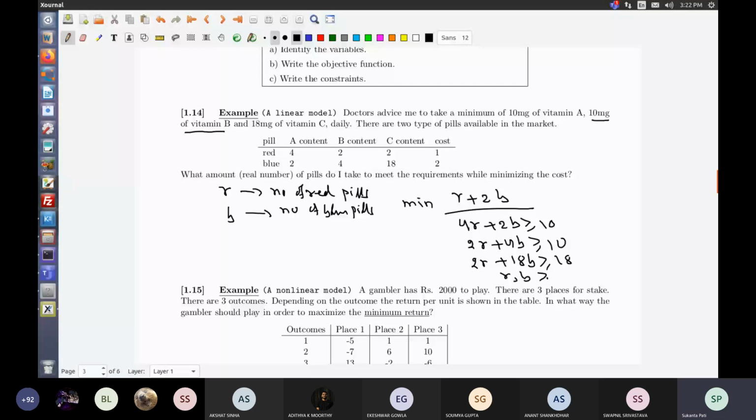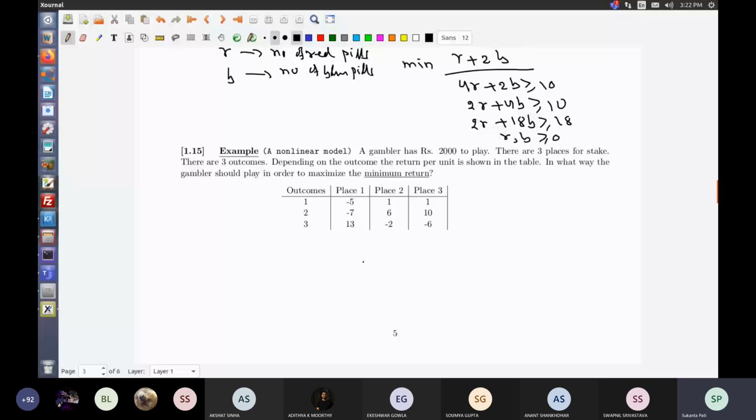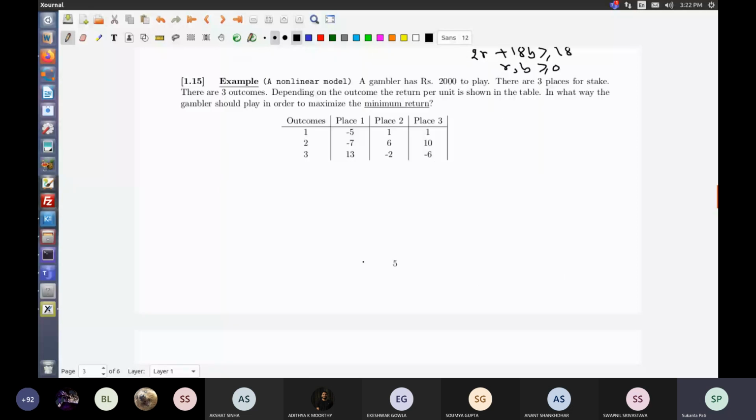Nonlinear model, one example of a nonlinear model. So here is a gambler that has 2,000 rupees to play, and there are 3 places of stake. That is given in the table: place 1, place 2, place 3, and there will be 3 outcomes. Depending on the outcome, the return per unit is shown in the table. In what way should the gambler play in order to maximize the minimum return?